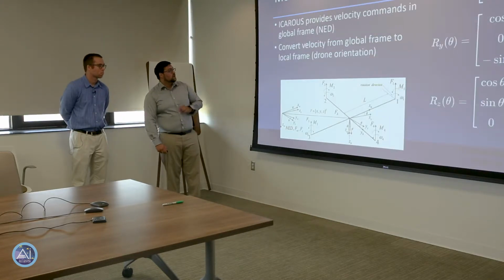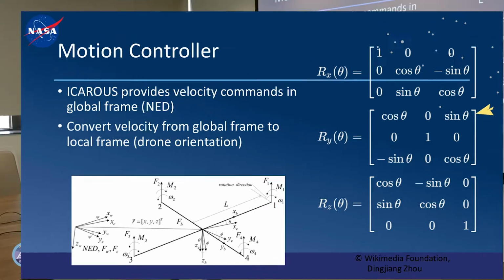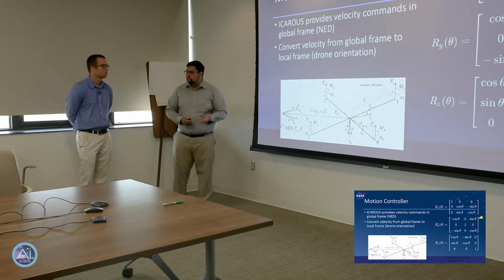And then the last thing was actually converting everything from the global frame, which ICAROUS provides, to the local frame or the drone body frame. And that was done using standard rotation matrices from kinematics.